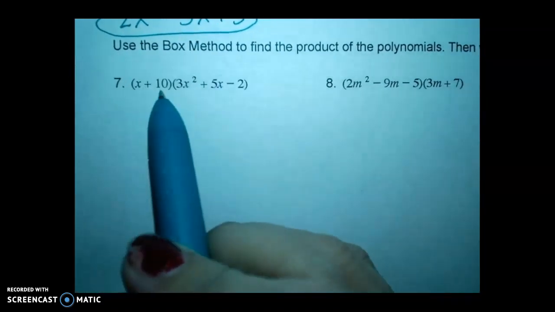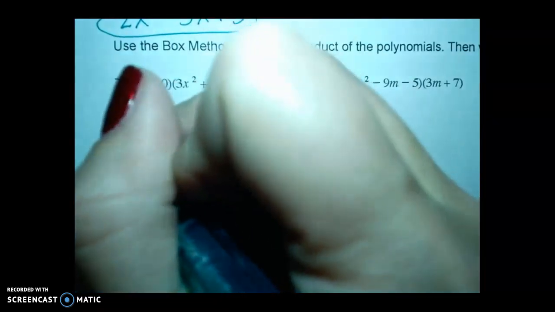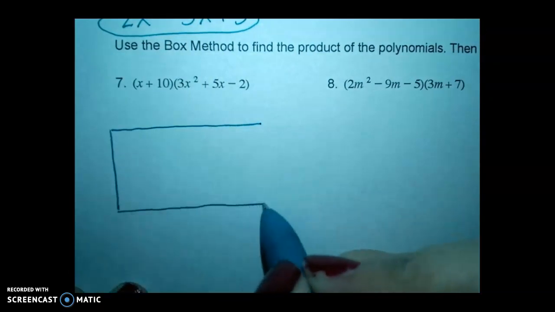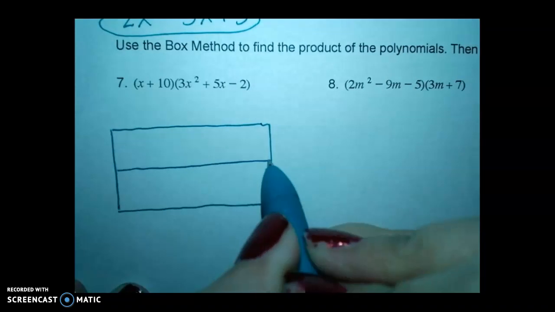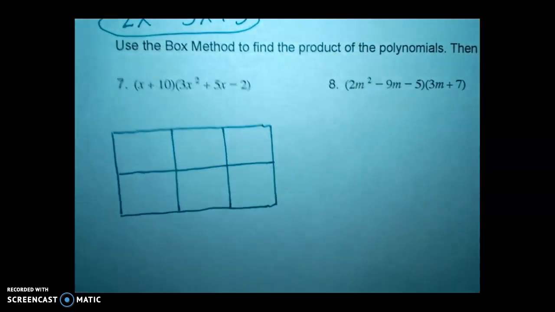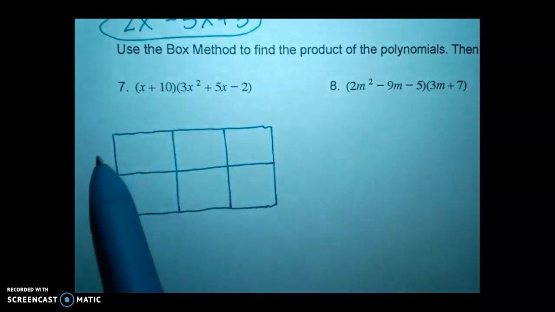Okay, in the last section we're going to do, it looks like there's more than a binomial. It's a binomial being multiplied by a trinomial. So we are going to do a 2 by 3 box, because it is 2 terms multiplied by 3 terms. So I'm going to do 2 rows, and I'm going to make 3 columns. And in this situation, my binomial needs to go down the side because that's where I have the 2 spaces.